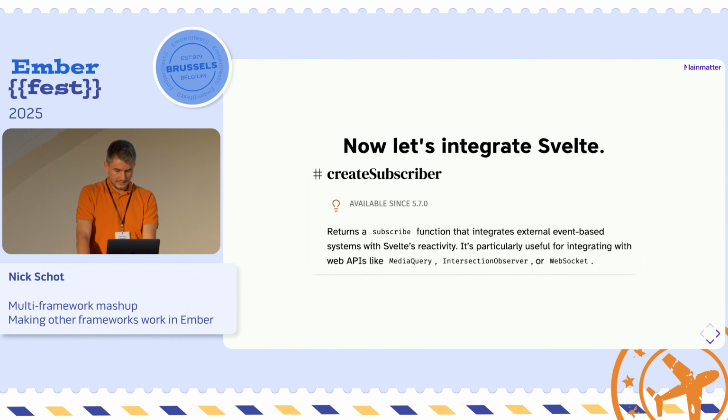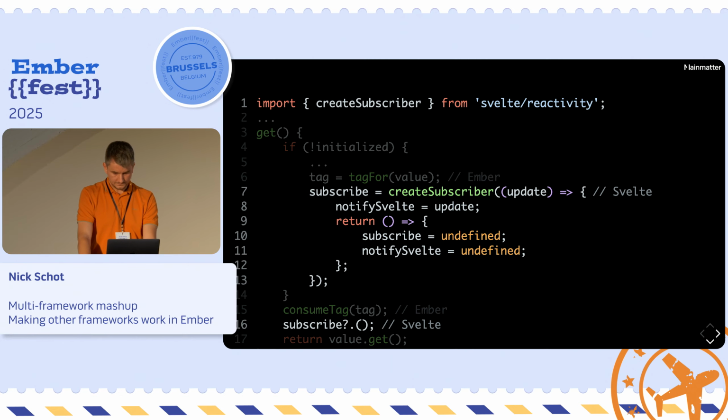Svelte provides a createSubscriber function to integrate with external event-based systems with its reactivity. So let's see if we can use that within our signal decorator. Let's update the getter first. We call createSubscriber, which gives us an update function that we need to call whenever we need to tell Svelte that the value changed. So we'll store that in a property that we can later access in the setter, called notifySvelte.